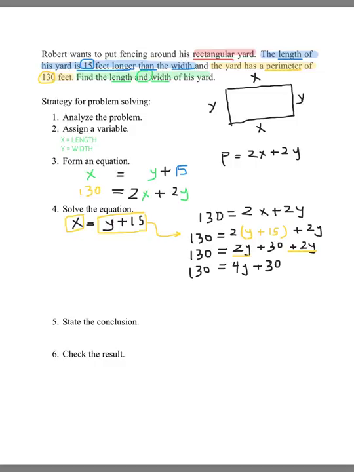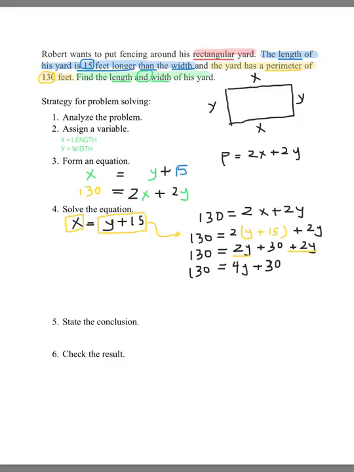So now that we know the value of y, we're going to go ahead and substitute that into the first equation and find our value of x. So we're going to have x is equal to y, which is 25, plus 15. So we end up with x is equal to 25 plus 15 gives us 40. So now we know the value of y and x as well. So we have solved the equations.